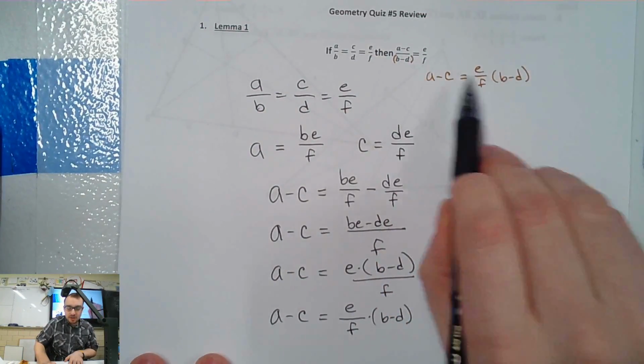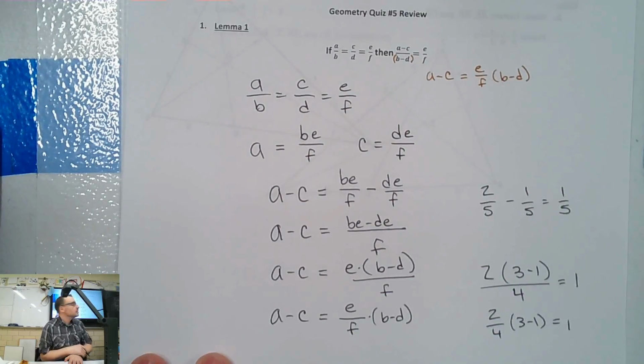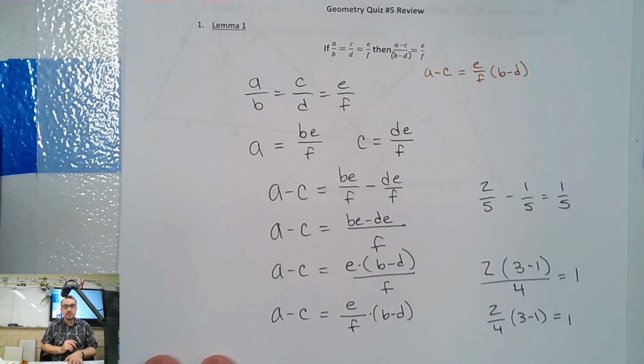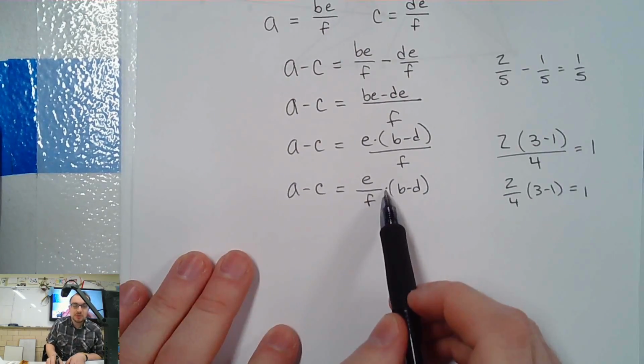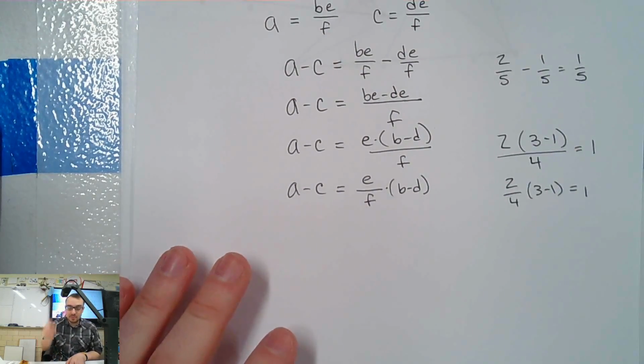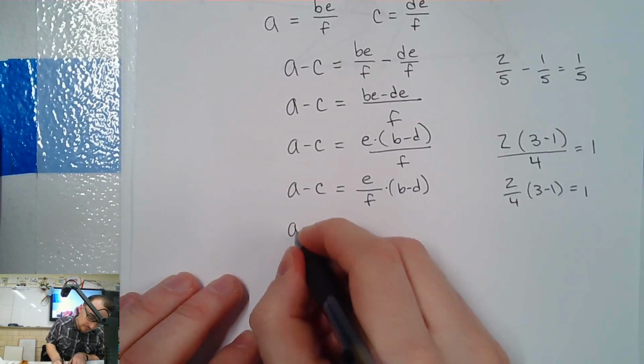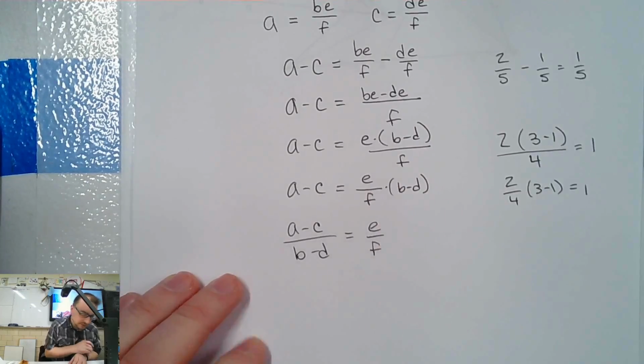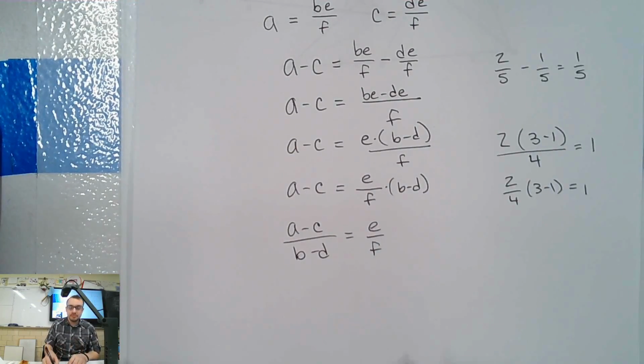How do I get from here to here? What did I do, in reverse? I divide by this, to send it back over. So I'm going to divide, because that's multiplication. I'm going to divide by the quantity of B minus D. So everything over, and that's left over. So we win.